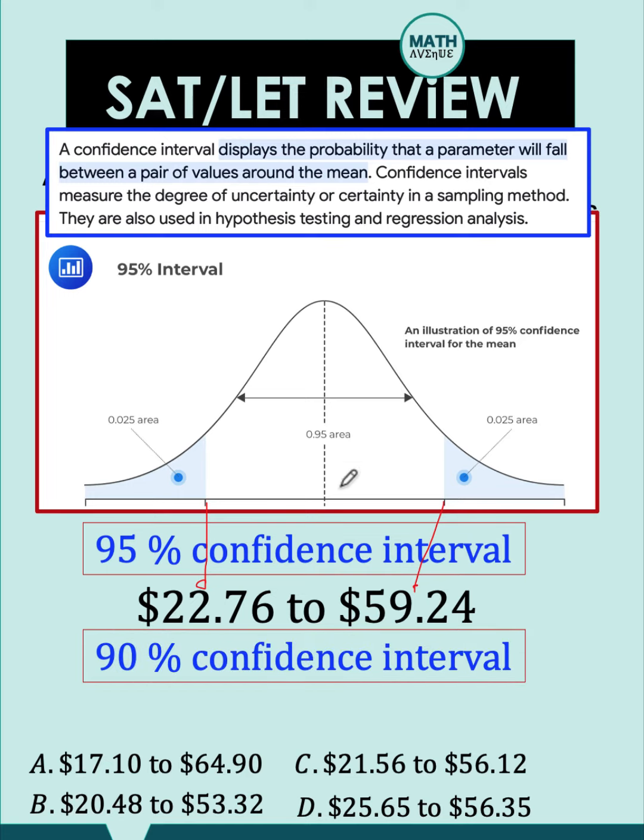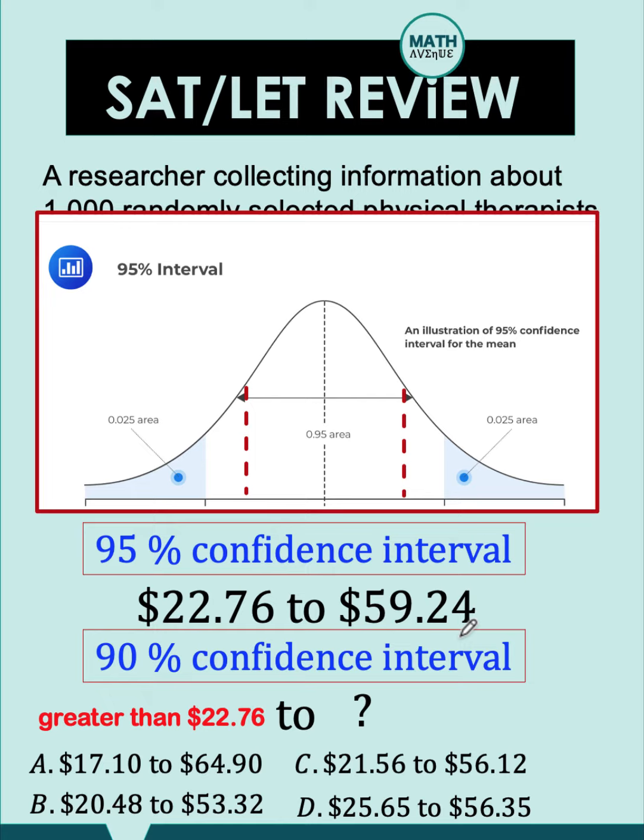Now, if we want 90% confidence interval, we are going to shrink this area in between. So that means the lower limit could be this new boundary and the upper limit could be this new boundary. The area in between is 90%. So this means that the lower limit must be greater than 22.76, but the upper limit must be lower than 59.24. So that is now the interval that we want. The lower limit is greater than 22.76 and the upper limit is less than 59.24.